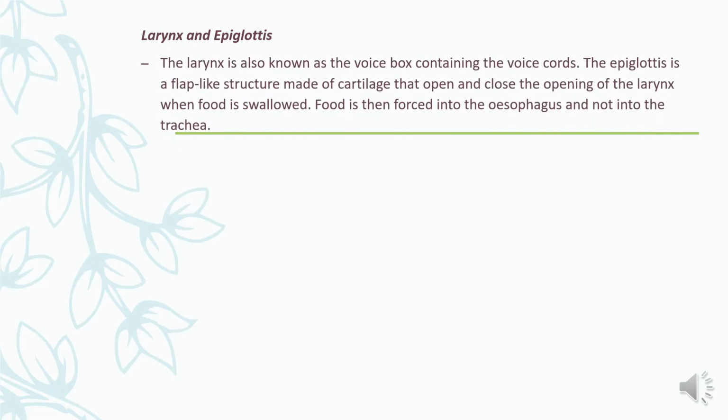So, let's look at the larynx and epiglottis. Now, the larynx is also known as the voice box, and it contains voice cords, the thing that you use to make so much noise. Now, the epiglottis is a tiny little flap-like structure that is made of cartilage, and it opens and closes the opening of the larynx when food is swallowed. So, it forces the food into the esophagus and not into the trachea, because if it goes into the trachea, you're going to choke.